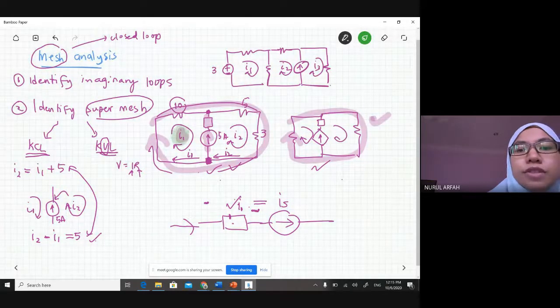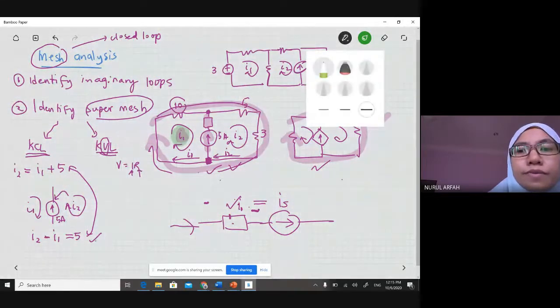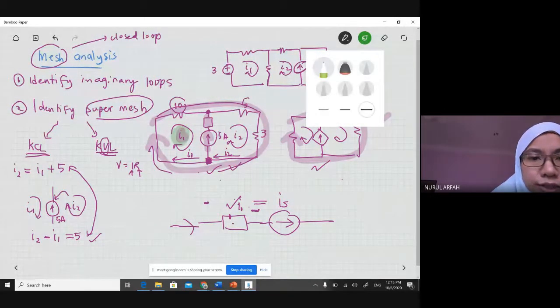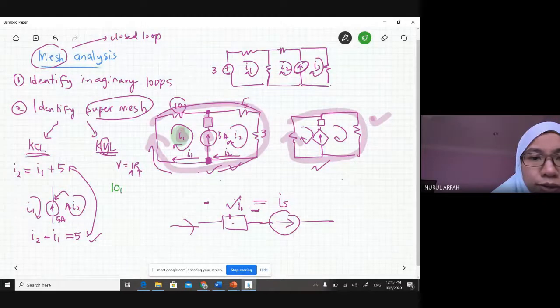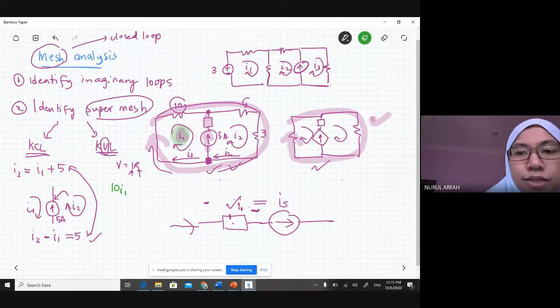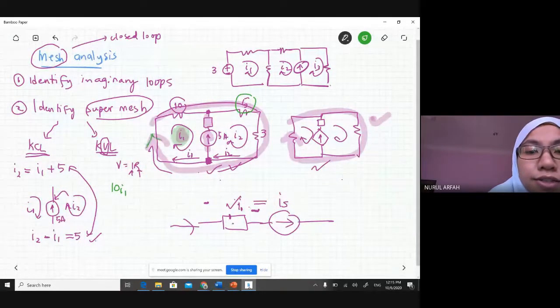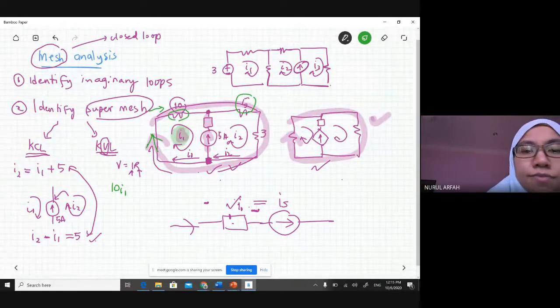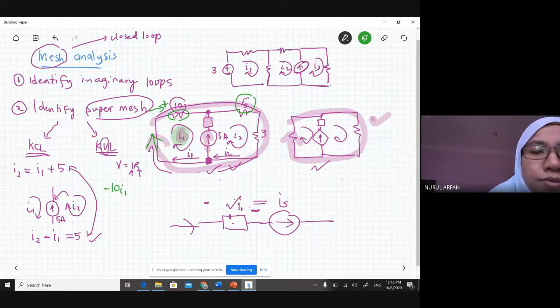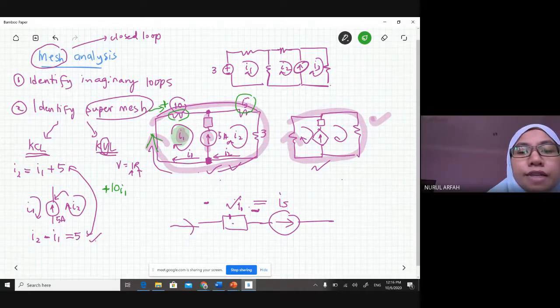This one, the imaginary current. So I1. Here, this is 10 I1. And then the next one is this one, 5. By the way, look at the current direction. Current is entering a passive element, right? This is a passive element, so you should have a plus here. That's why we have a plus sign in front of 10I1.